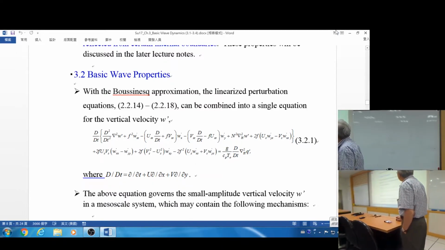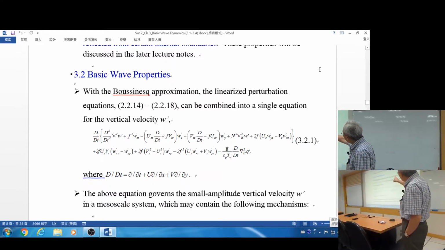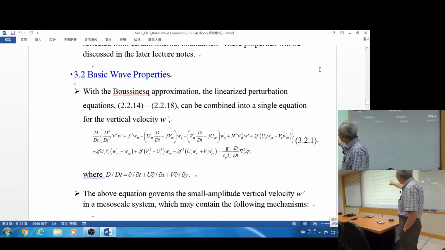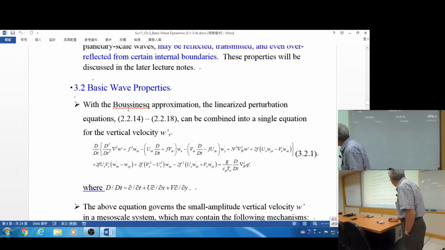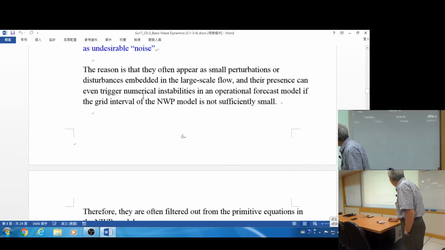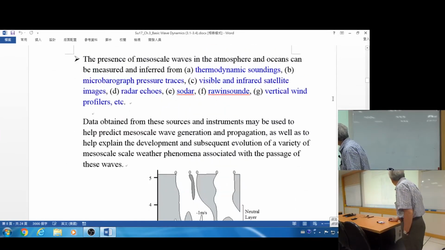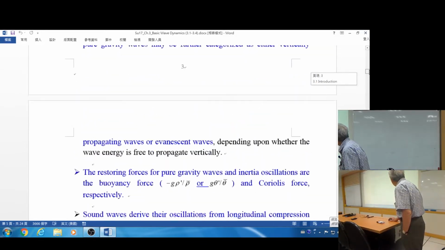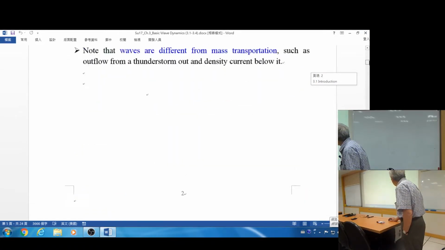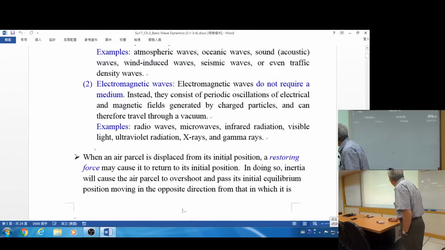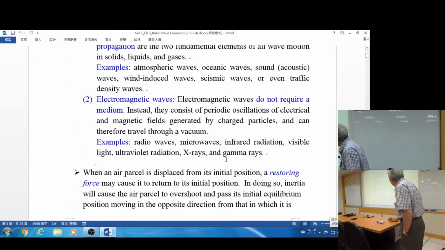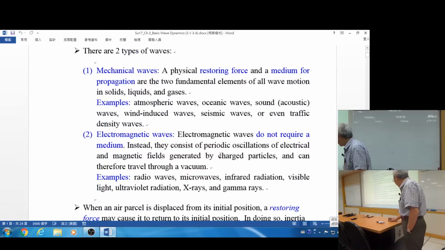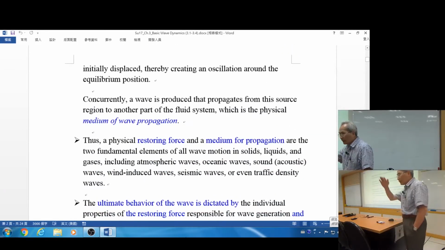Okay, so you should look at equations 2.2.14 to 2.2.18. So this is a set of equations, that's in chapter 2.